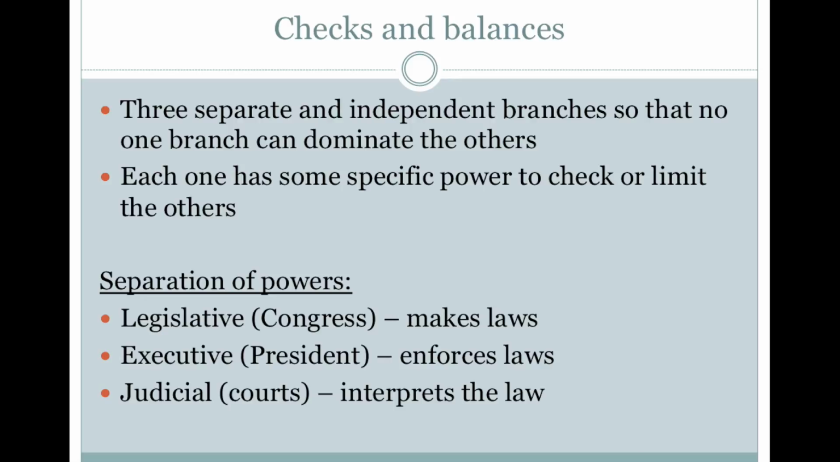So there is a system of checks and balances in which we have 3 separate and independent branches so that no one branch can dominate the others. Each one has some specific power to check or limit the others. We see the separation of powers in the legislative, executive, and judicial branches. The legislative, or Congress, makes laws. The executive, which is basically the president, enforces the laws. And the judicial, which is the courts, interprets the law.